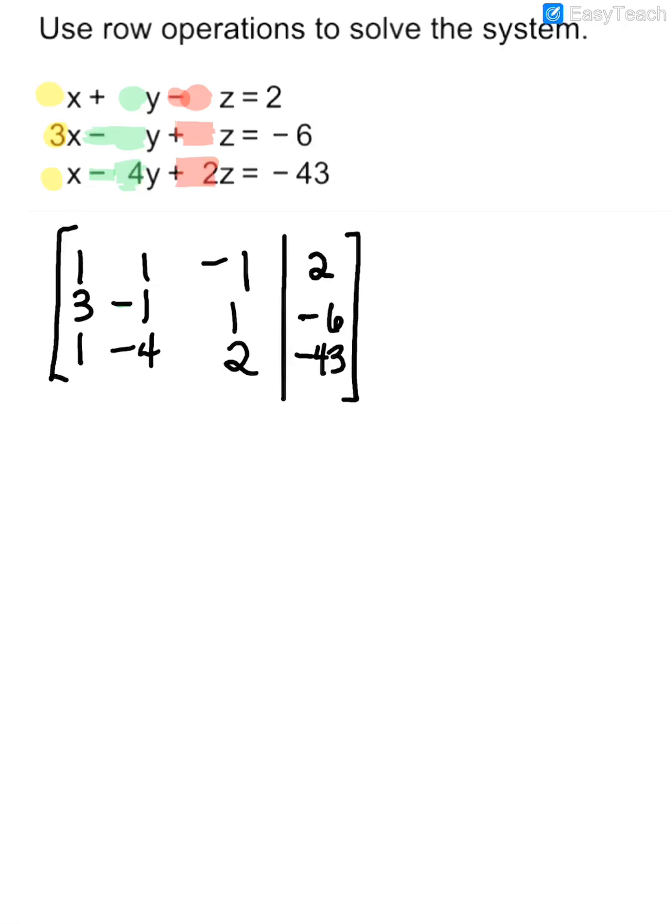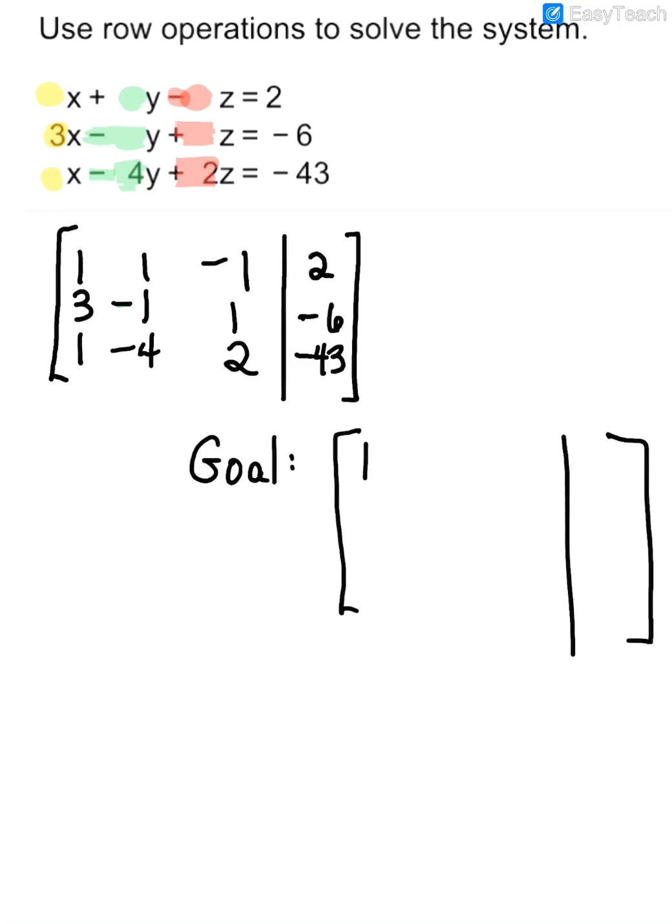Now, let's talk about our goal. The whole goal of using matrices to solve a system is that you want to end up with a 1 in the top left-hand corner, followed by 2 zeros below it. And then in the second column, you want a 1 in the second row, with a 0 above and below it. And then in the third column, you want to get a 1 down at the bottom with zeros above it. And then, of course, to the right, there will be other numbers sitting there.